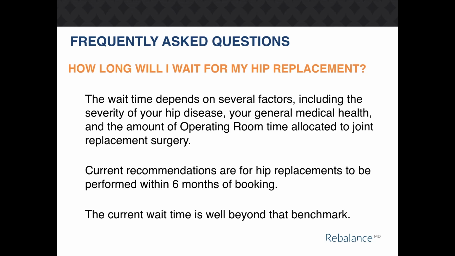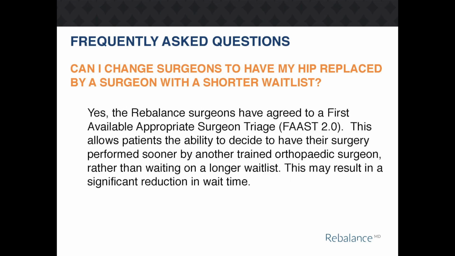The wait time for your hip replacement will depend on several factors. These include the severity of your hip disease, your general medical health, and the amount of operating room time allocated to joint replacement surgery. Current recommendations are for hip replacements to be performed within 6 months of booking. The current wait time is well beyond that benchmark. You may change surgeons to have your hip replaced by a surgeon with a shorter wait list.